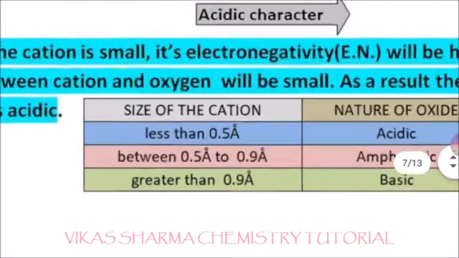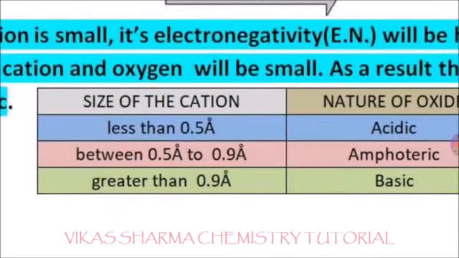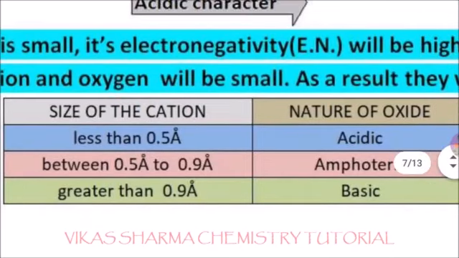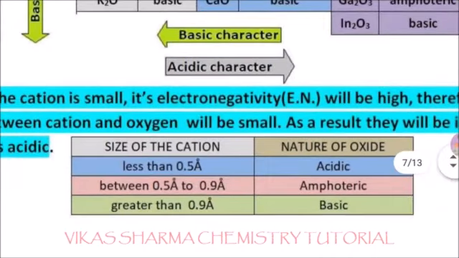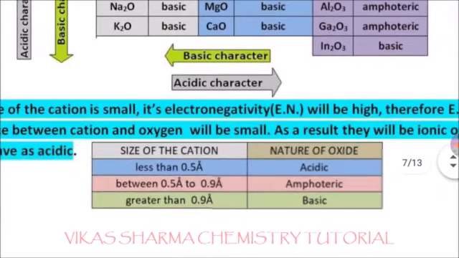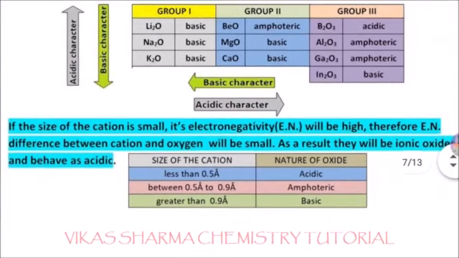If the size of the cation is less than 0.5 angstrom, where 1 angstrom is equal to 10 to the power minus 10 meters, they show acidic behavior, so the nature of the oxide is acidic. If the size of the cation is between 0.5 to 0.9 angstrom, they show amphoteric behavior. But if the size of the cation is greater than 0.9 angstrom, they show basic behavior. So acidic and basic character also depend on the size of the cation.